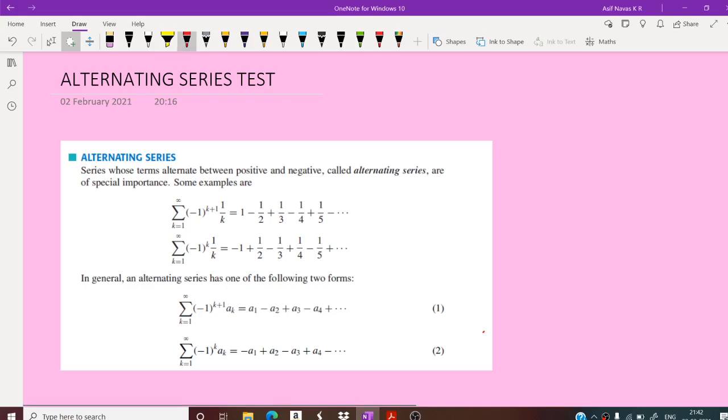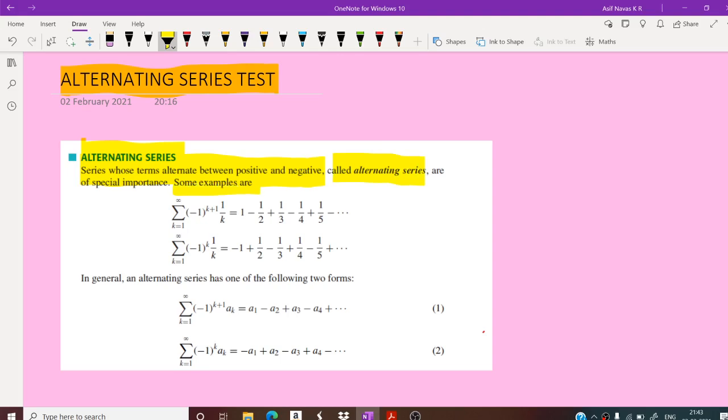Alternating series test. First, we define what an alternating series is. A series whose terms alternate between positive and negative is called an alternating series. Some examples are the sum from k equals 1 to infinity of (-1)^(k+1) times 1/k, which is, when k equals 1, 1 - 1/2 + 1/3 - 1/4 + 1/5 - etc.